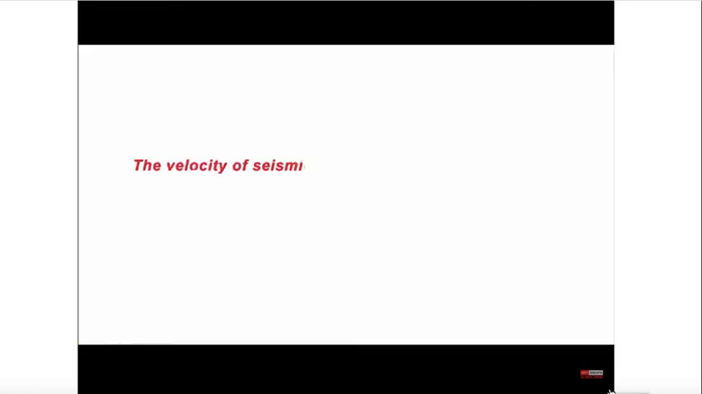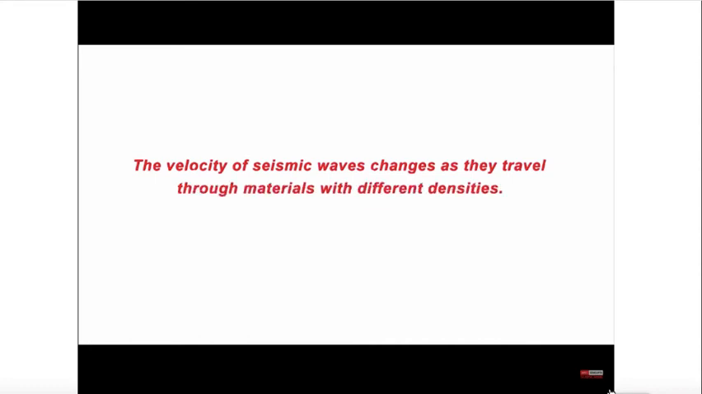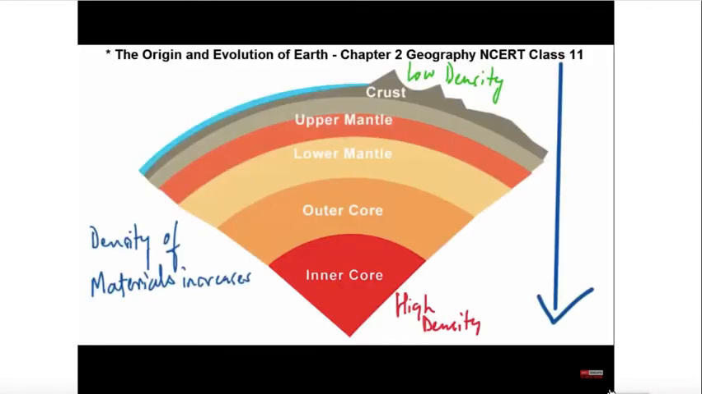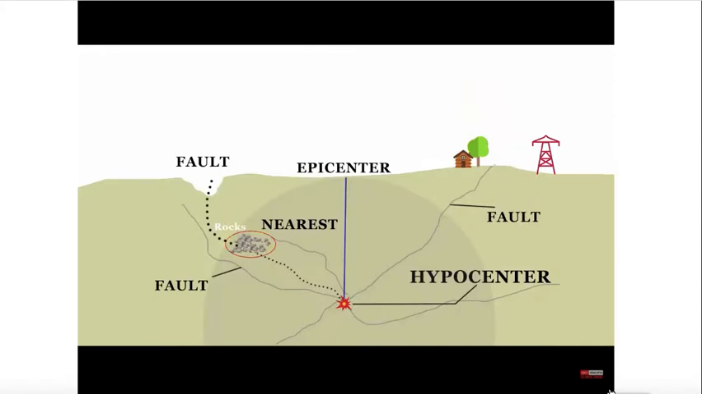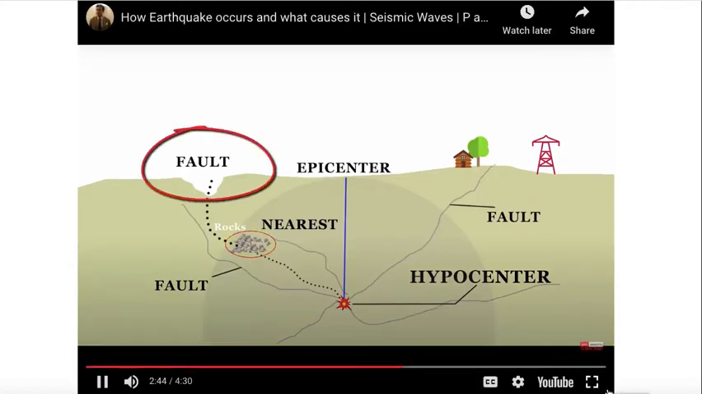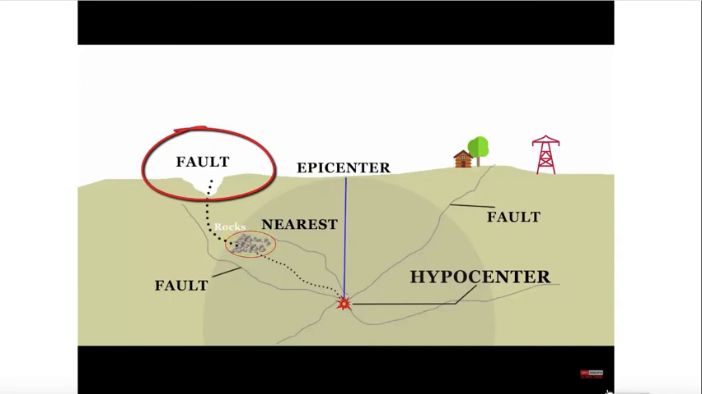Now the velocity of waves changes as they travel through materials with different densities. And we know that the materials with higher density recede downwards. Therefore, the denser the material, the higher is the velocity. Their direction also changes as they reflect or refract when coming across materials with different densities. That's why when the seismic waves reach towards the surface of the Earth, the materials there are of lower density, and that slows down the intensity of the waves, leaving behind a fault.